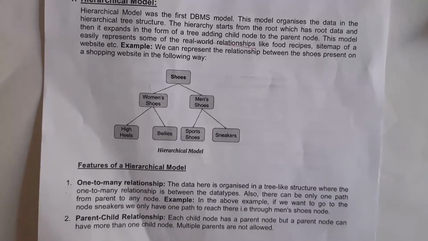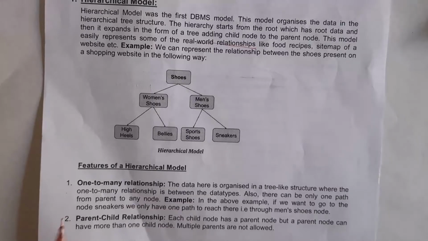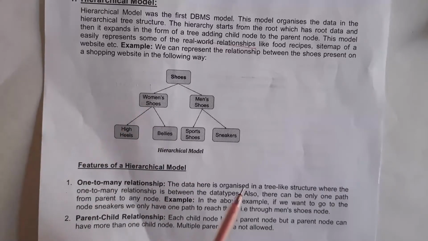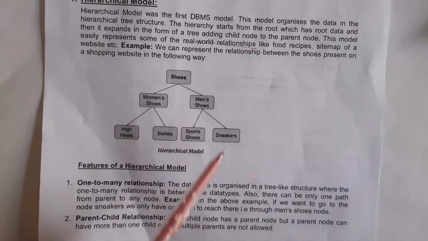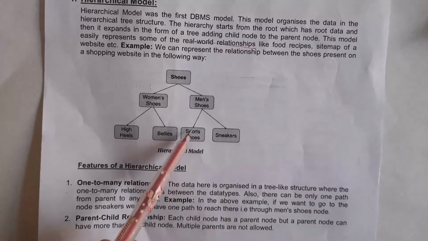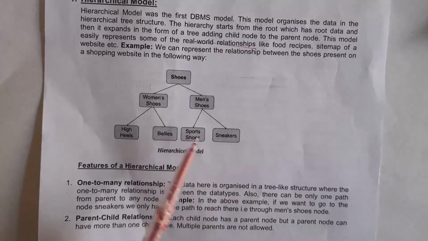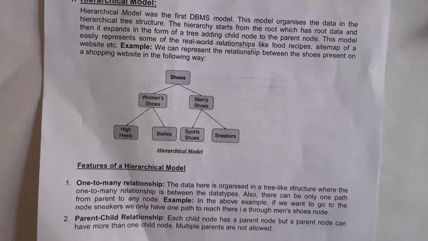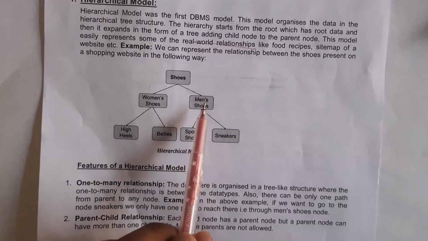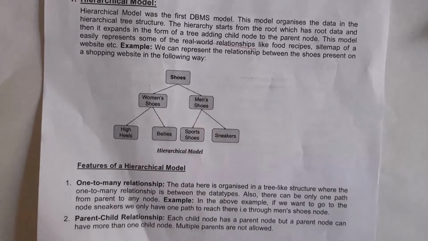These are various features of the hierarchical model. First one is one-to-many relationship. In the hierarchical model, we represent data in a tree-like structure, where there exists a one-to-many relationship, like one parent can have multiple children. For example, if you consider men's shoes as a parent node, these men's shoes can have multiple children like sports shoes and sneakers. Both are children of this parent node. Next feature is parent-child relationship. In the hierarchical model, there can be multiple children for a single parent, but multiple parents for a single child is not allowed.